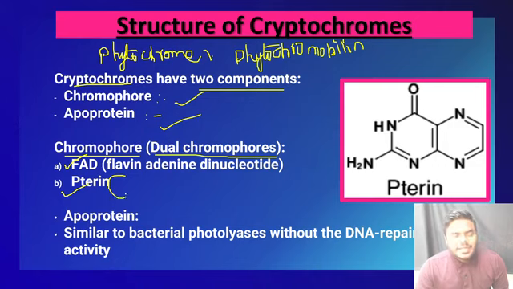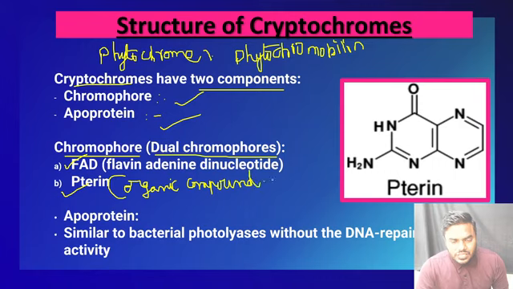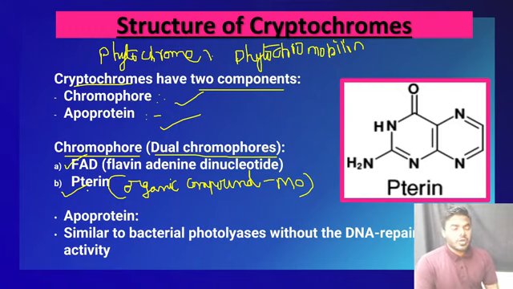See friends, pterin is an organic compound. Every student listen to me, don't get confused. Pterin is an organic compound which is always associated with molybdenum. We read about the pterin in the nitrogen metabolism chapter also, while studying an enzyme called nitrate reductase. There we studied about the pterin. I hope you recalled it. Anyway, just listen. Remember, dual chromophore, one FAD and one pterin.